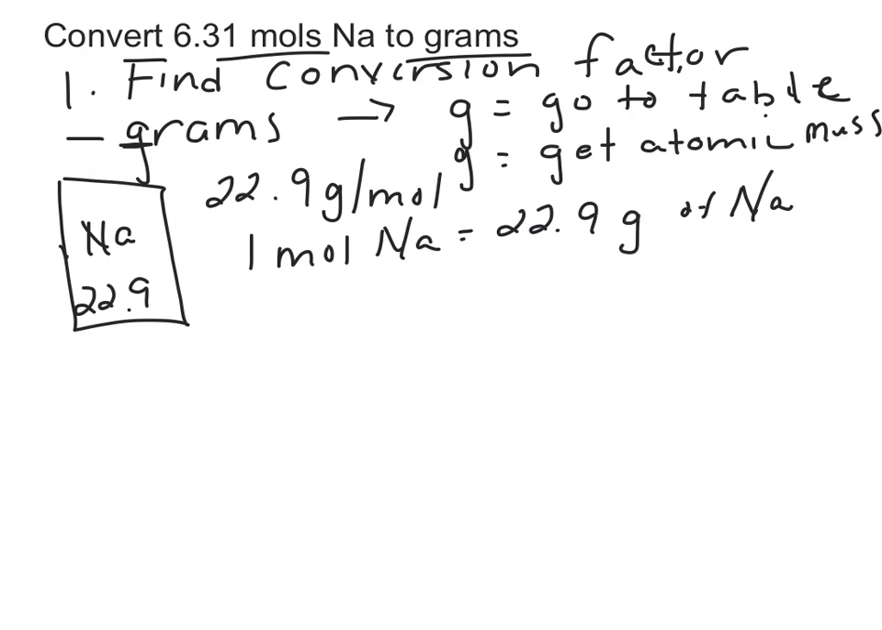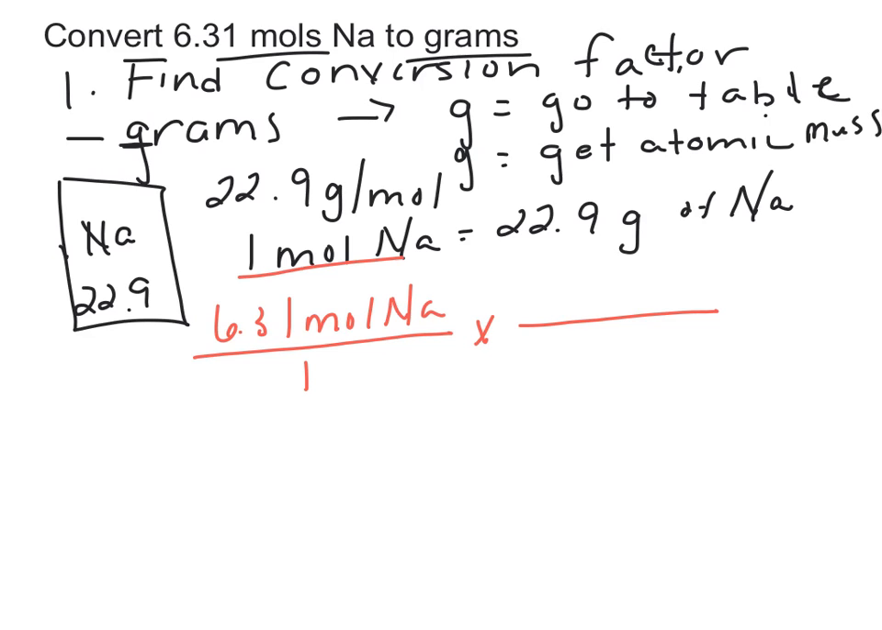So let's set up our problem. Same way as always, you take your given, 6.31 moles of sodium, put it over 1. I'm going to multiply that by the conversion factor. Now, same as before, I have two values and I have two spaces. So which one goes on bottom? Just like before, if I have moles here, moles have to go here. So let's go ahead and write that in.